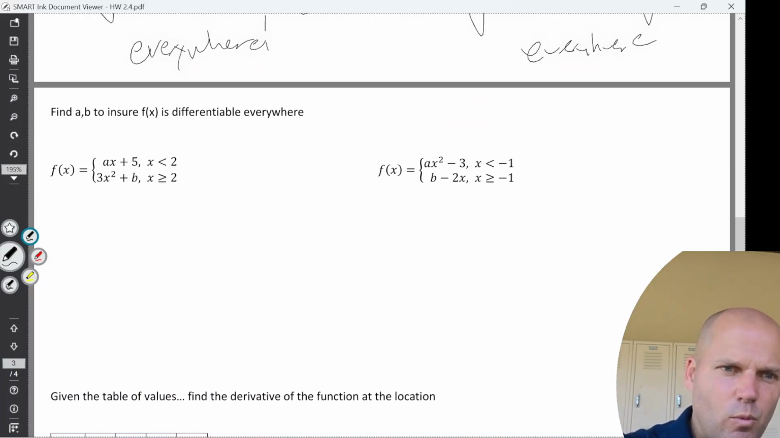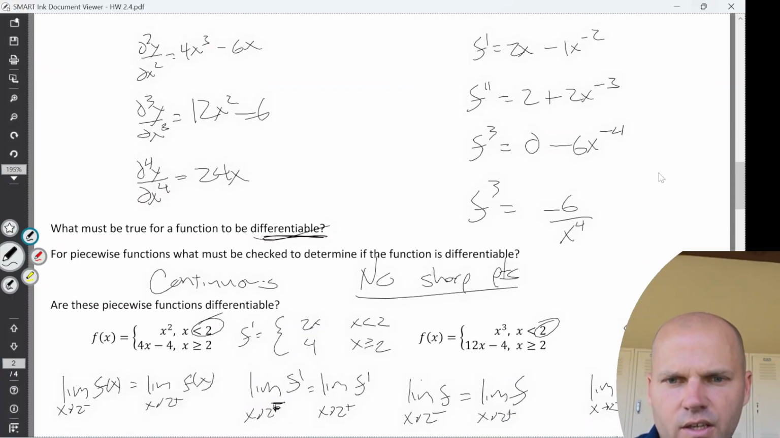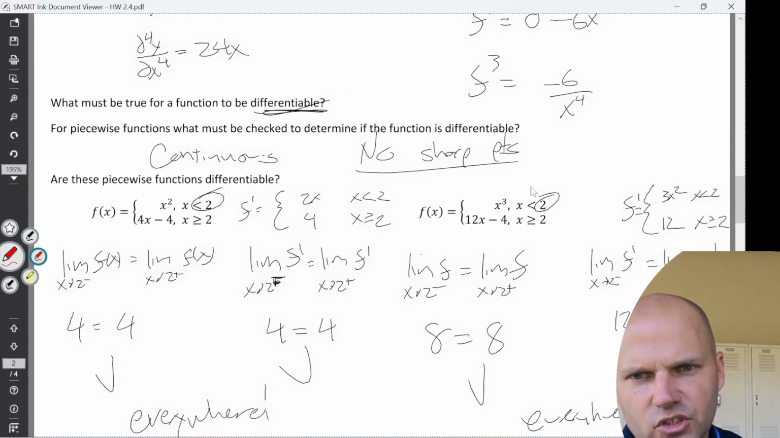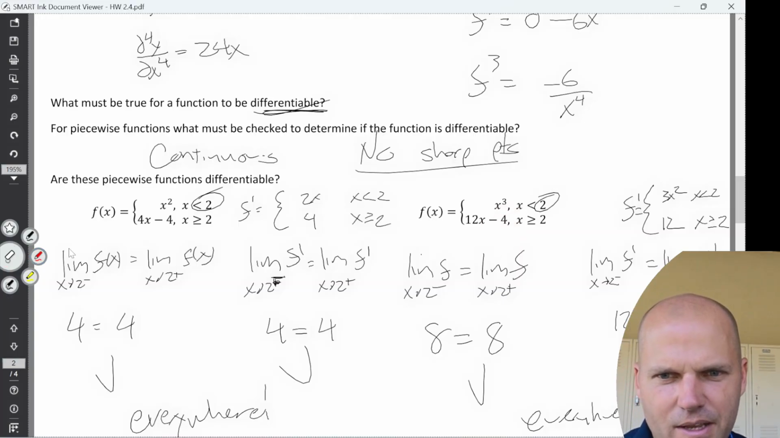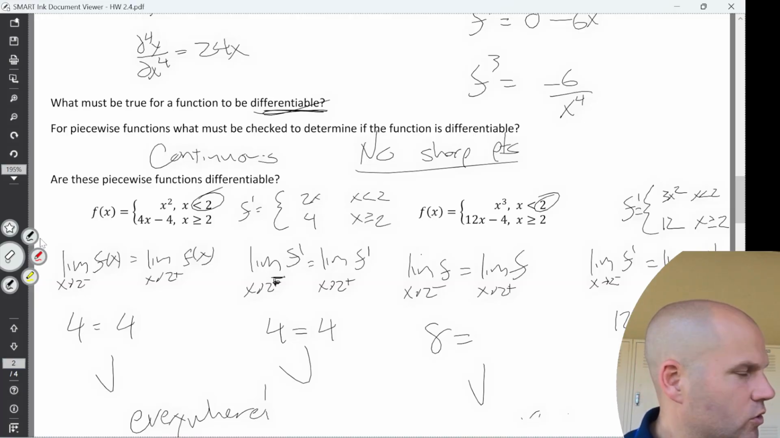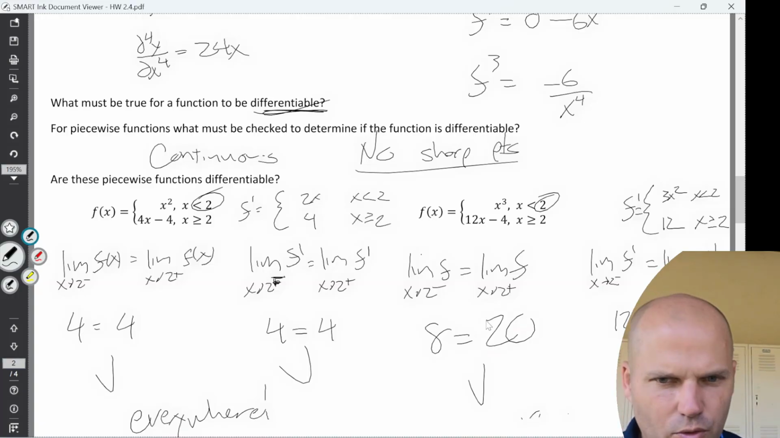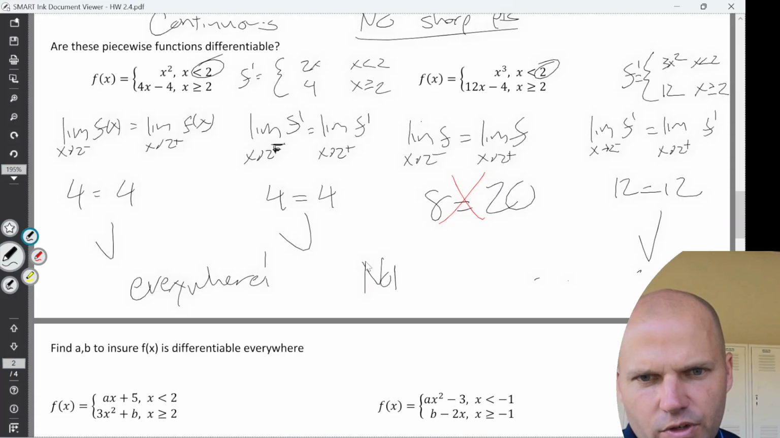Not good examples. Should have had one that's not. I could have changed one thing. If I change this from a 4 to a 5, then it would be, oh wait, no, stop. I messed up. It's not. If I go 2 to the right and plug in 2, it's 24, 23, 22, 21, 20, that's 20. This is not true. 8 is not equal to 20. So we are not differentiable at x equals 2 because we are not continuous.